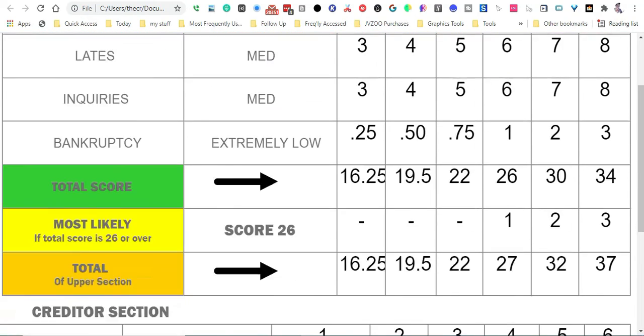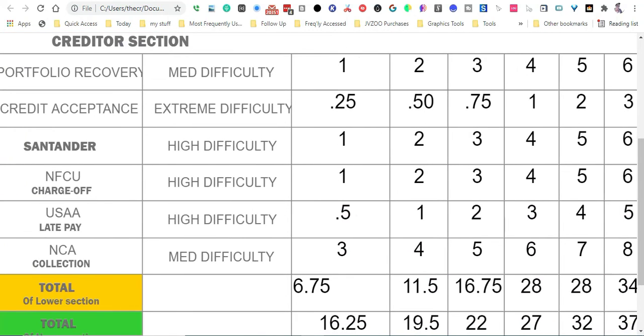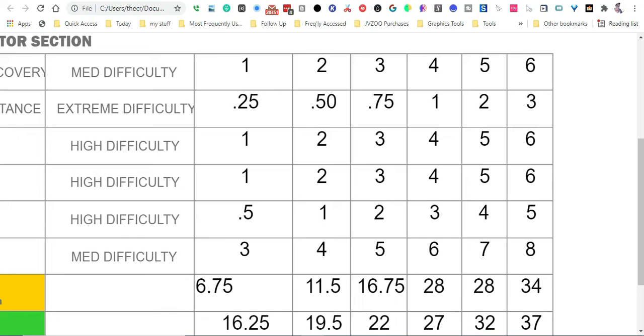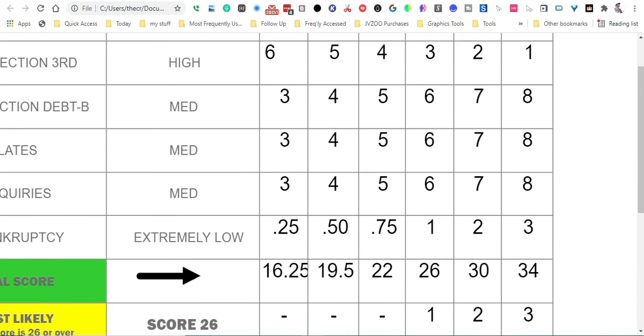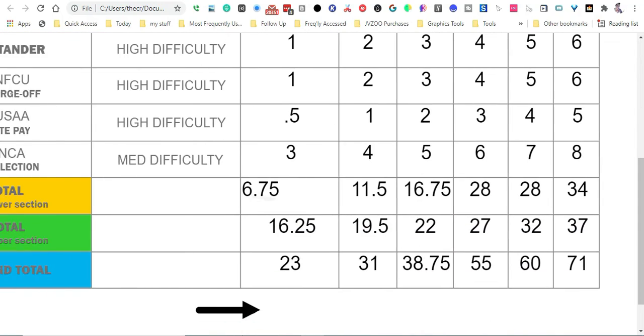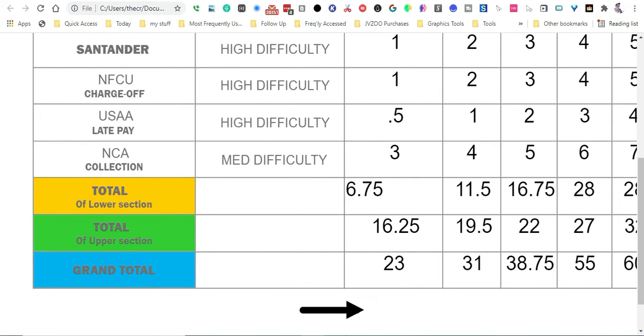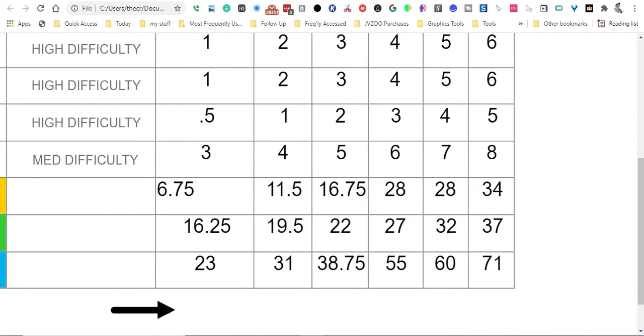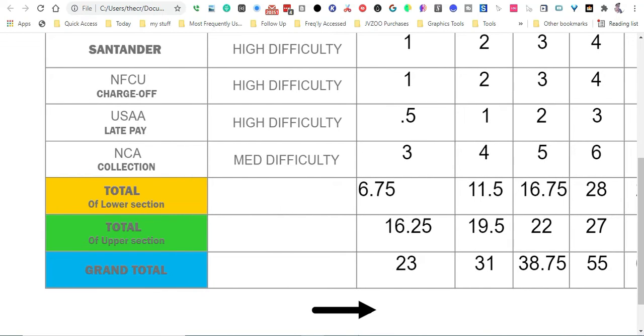Okay, so I need to retract my statement. Portfolio recovery has just a little bit less difficulty than a charge off. All right, so I apologize. It's not really medium. It's medium high. Now NCA, we have medium. Your highest probability is going to be rounds 4 through 6. All right, so that is how this works.